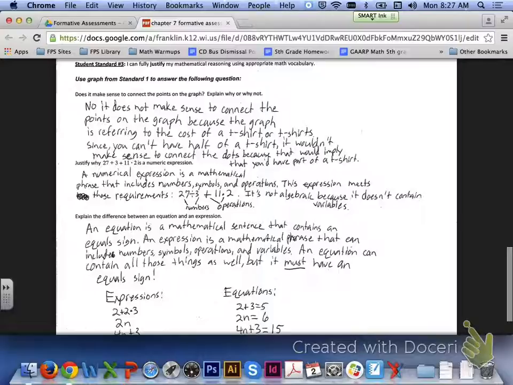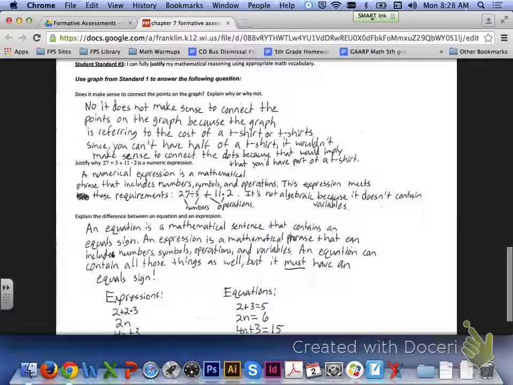The next part says justify why 27 divided by 3 plus 11 multiplied by 2 is a numerical expression. It's a numerical expression because a numerical expression is a phrase that includes numbers, symbols, and operations. This expression meets those requirements. It has numbers like 27, 3, 11, and 2. It also has operations like the division sign, the addition, and multiplication. So it meets all those requirements.